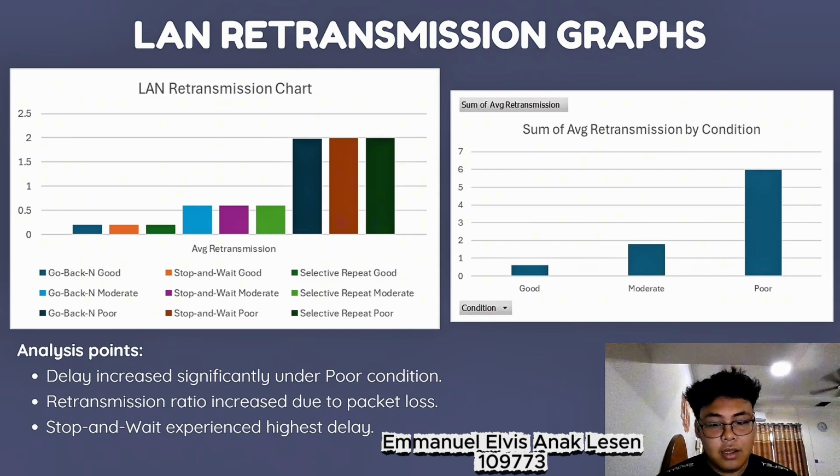In conclusion, Go Back N delivered the best overall performance in terms of throughput and goodput. Stop and wait showed the lowest efficiency and highest delay. Additionally, all protocols experienced performance degradation under poor network conditions due to increased packet loss and retransmissions.